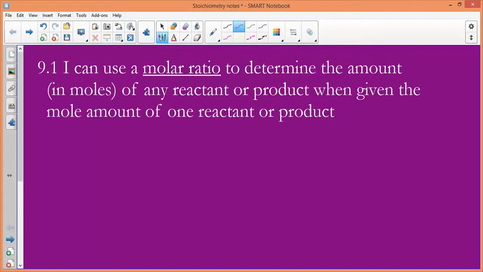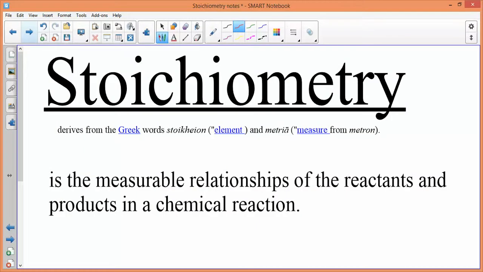Today's lesson recap. 9.1: I can use a mole ratio to determine the amount of any reactant or product when given the mole amount of any reactant or product. This involves the study of stoichiometry. Stoichiometry is derived from two Greek words meaning element, measure. It's the measurable relationships of the reactants and the products in a chemical reaction. It's basically the math of chemical reactions.